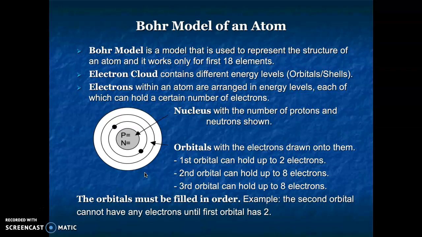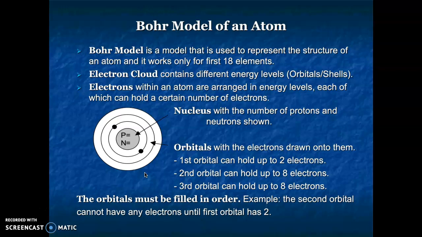So it's a model that works only for the first 18 elements because when you get to element 21, actually, the orbital shape starts getting very strange and very weird. And it's only the first 18 elements where the orbitals are not very complex that the Bohr model will work for our diagrams. The electron cloud is something we're going to have to be showing, and we're going to show different orbital levels, different energy levels.